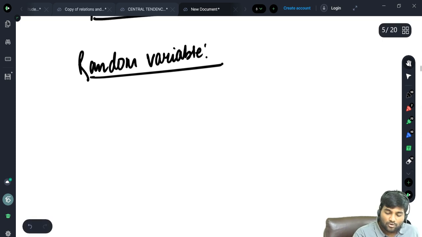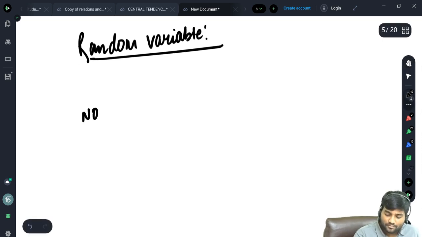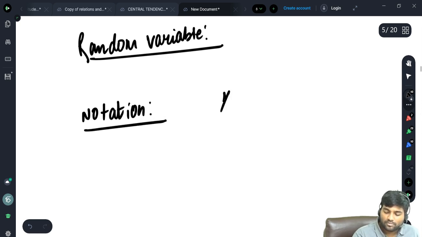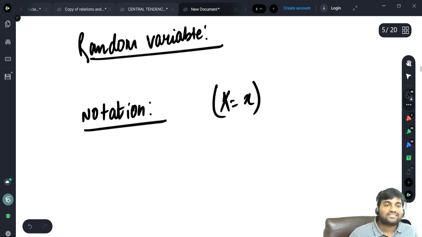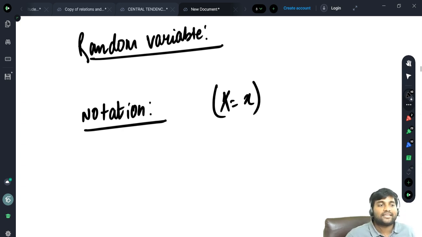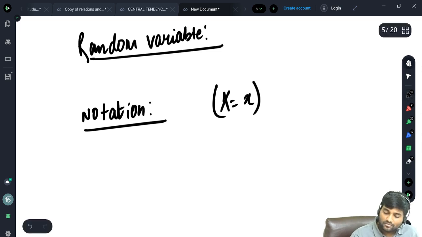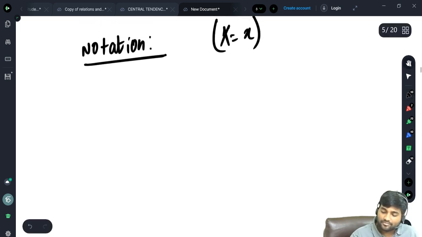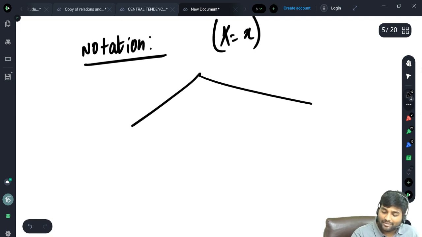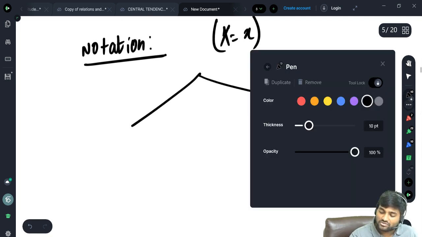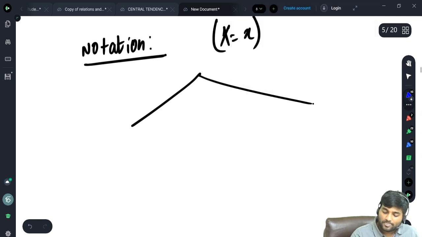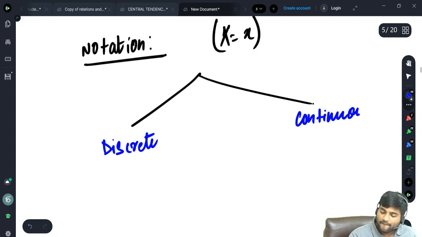Okay. So now notation. Capital X is equal to small x. Basically, capital X is the random variable which will be taking small x values. Now, if you see, random variable is of two types. We need arrows. Discrete. Continuous.